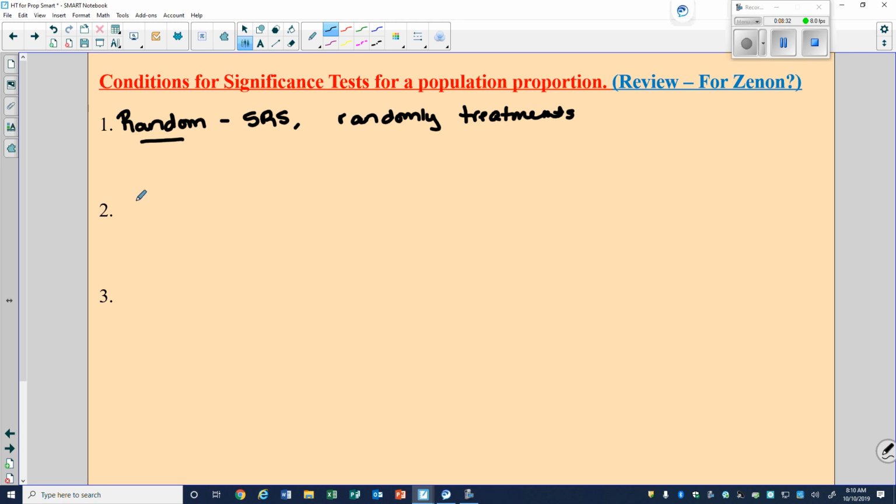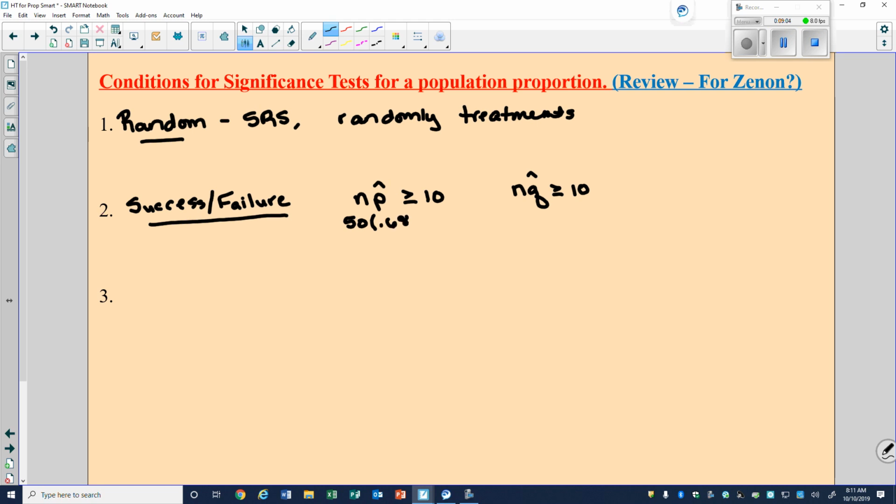Your second condition that you must meet is called your success failure condition. Your success failure condition for proportions is that np-hat has to be greater than or equal to 10, and your nq-hat has to be greater than or equal to 10. And we can do this two ways. n is the size of your sample, which is 50. p-hat is the proportion of successes. We had 68% of students that like those chips. Combined, when we do the multiplication, it should just give me the number of successes.